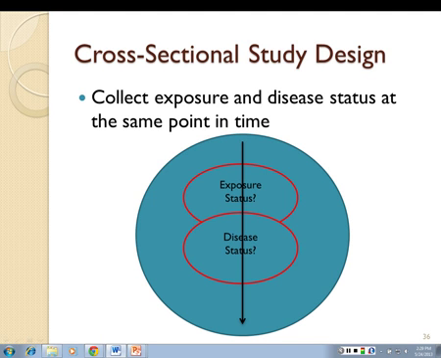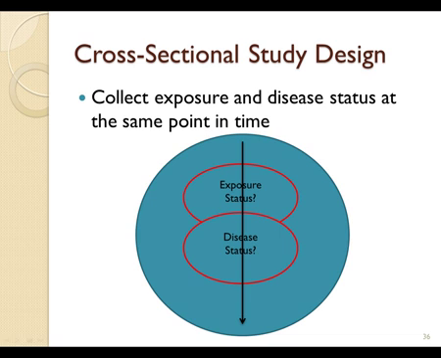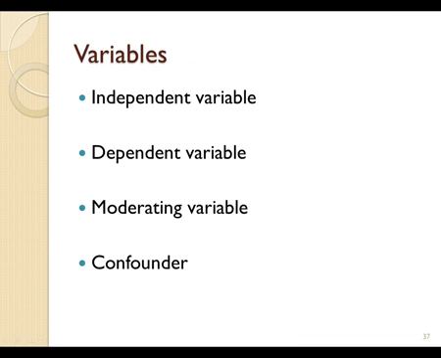Now, cross-sectional studies measure the prevalence of a disease. In a cross-sectional study, exposure status and disease status are collected at the same point in time. In this study, you are able to indicate an association between variables, but you are not able to establish the temporality of the relationship.